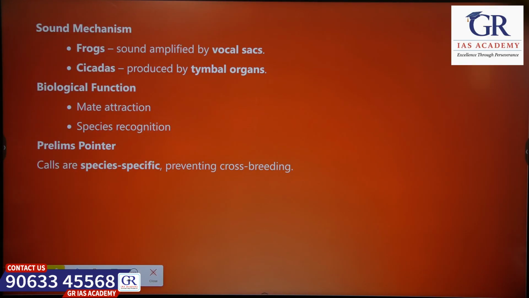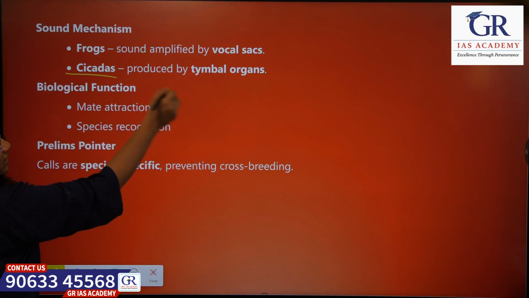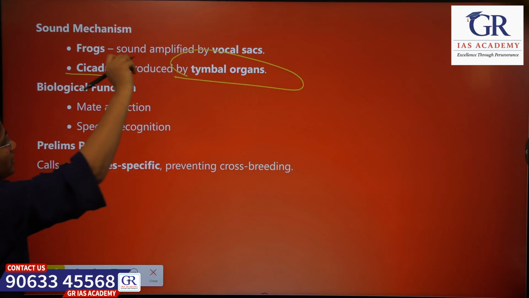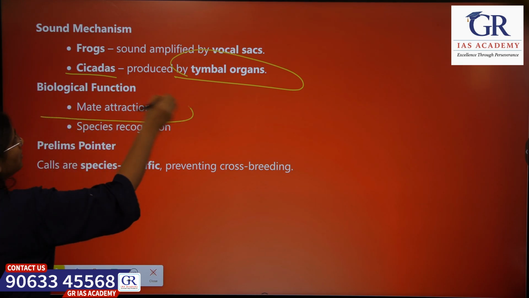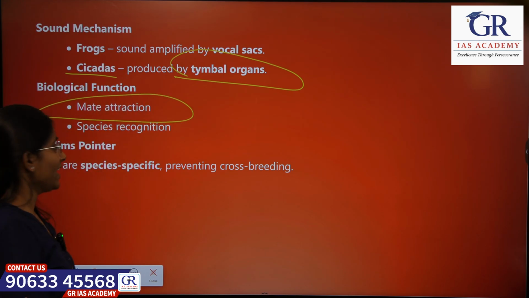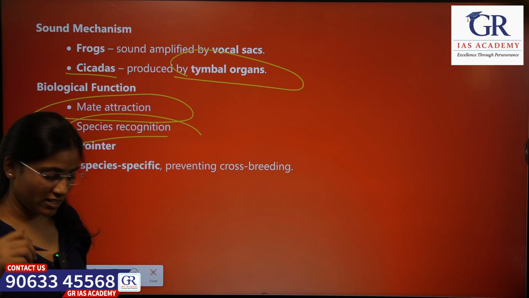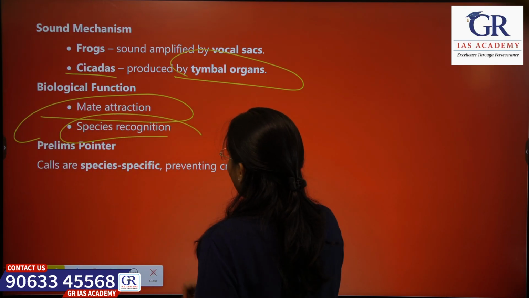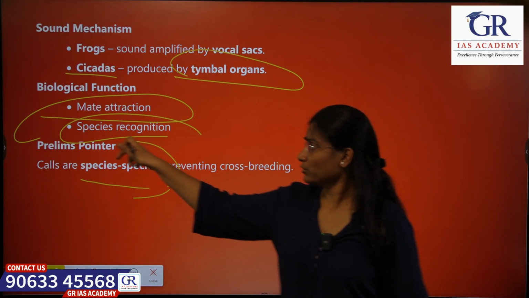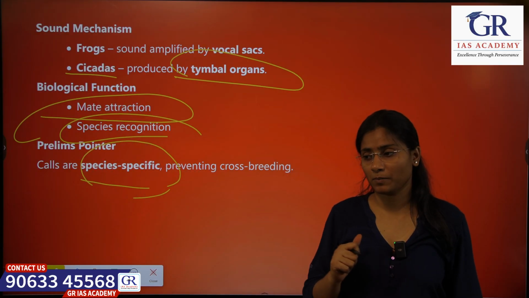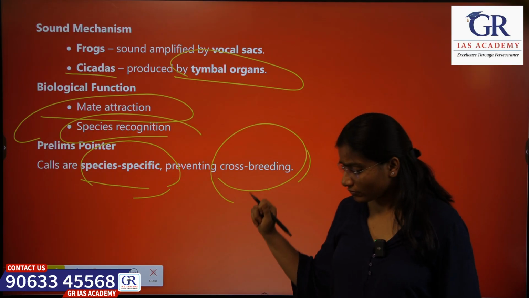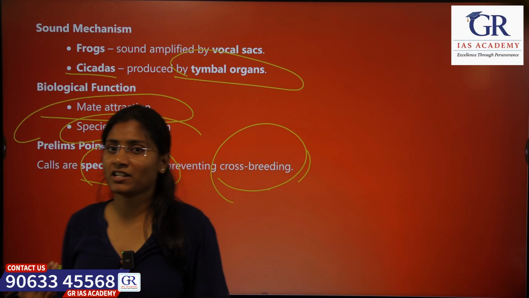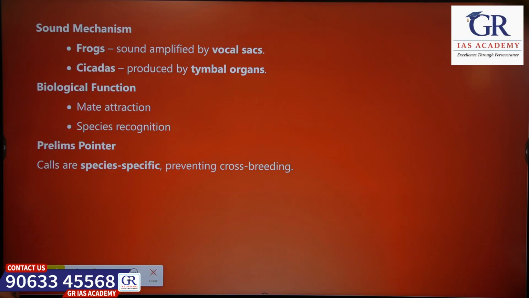And then for cicadas, it is tymbal organs. So, what is the function? Biologically, it is used for attracting the mate and recognizing their own species. And I just told you those are different for different species and they prevent crossbreeding. So, mating calls allow us to recognize our own species.